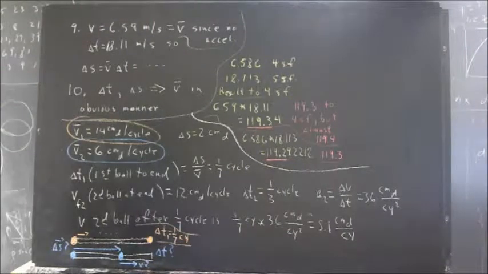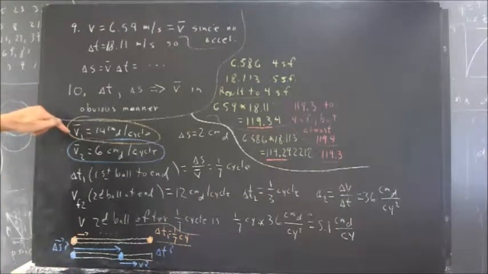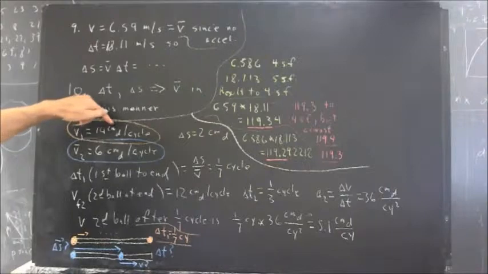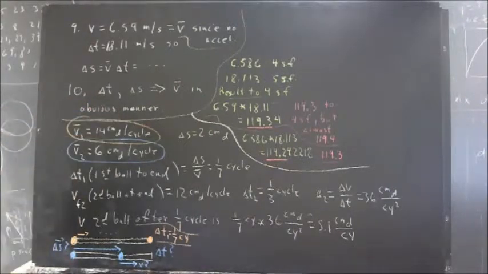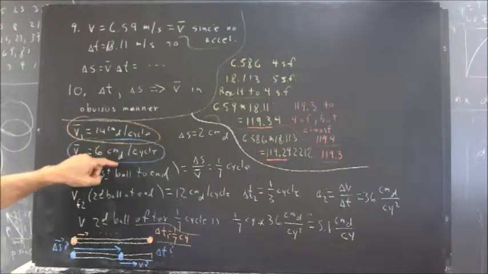We have a situation where two balls, depicted here on two ramps, roll down their respective ramps. We're given the information that if the first ball rolls all the way down its ramp from rest, it'll achieve an average velocity of 14 centimeters per cycle. If the second ball runs down its ramp all the way, and that's not what's depicted here, it would have an average velocity of 6 centimeters per cycle.